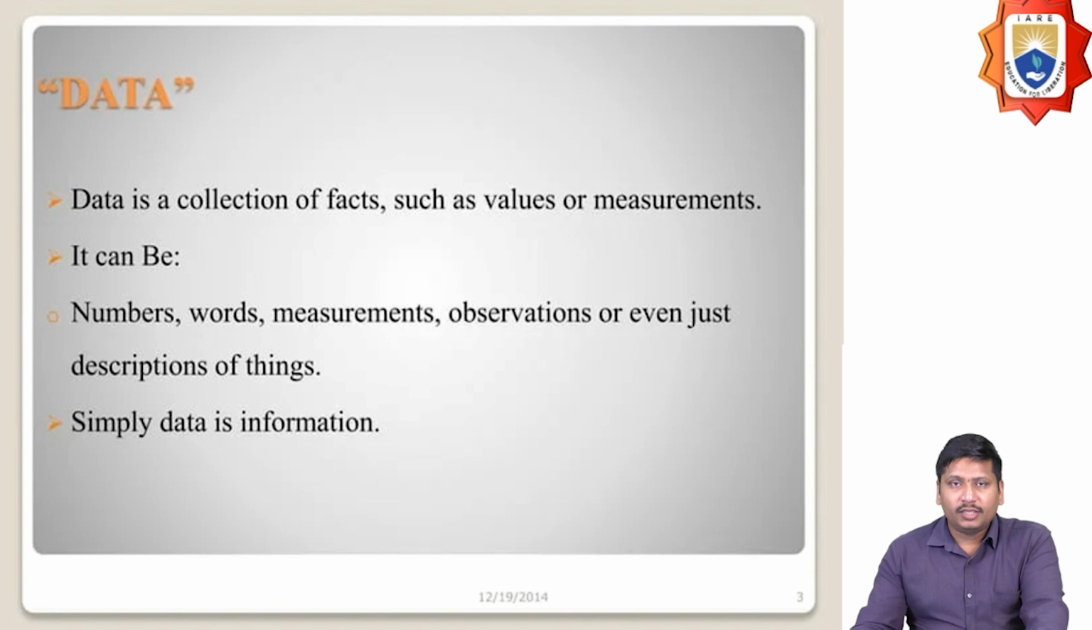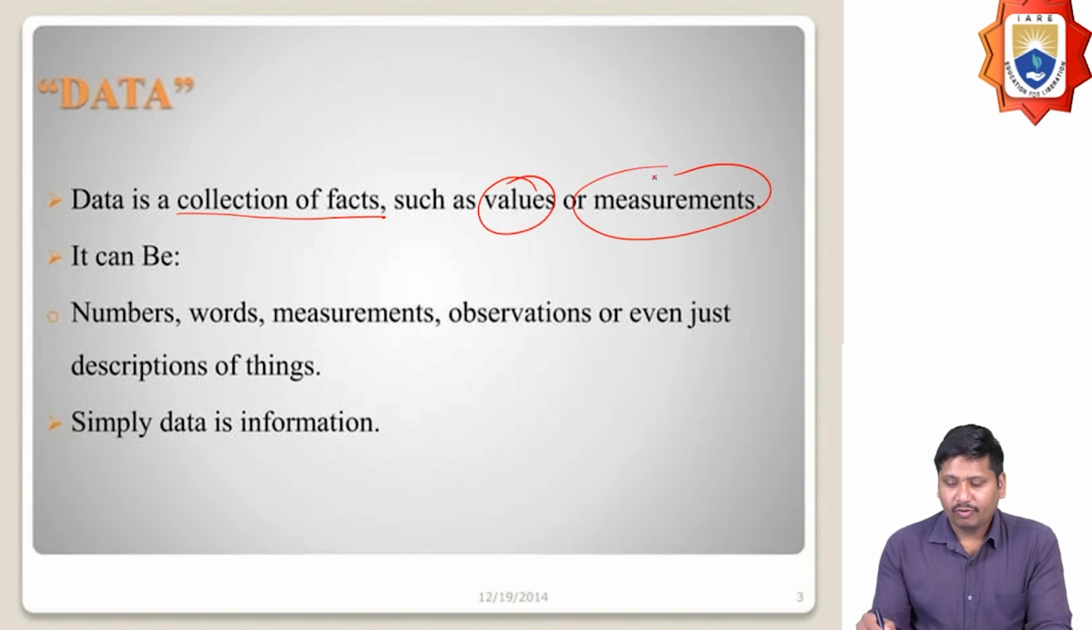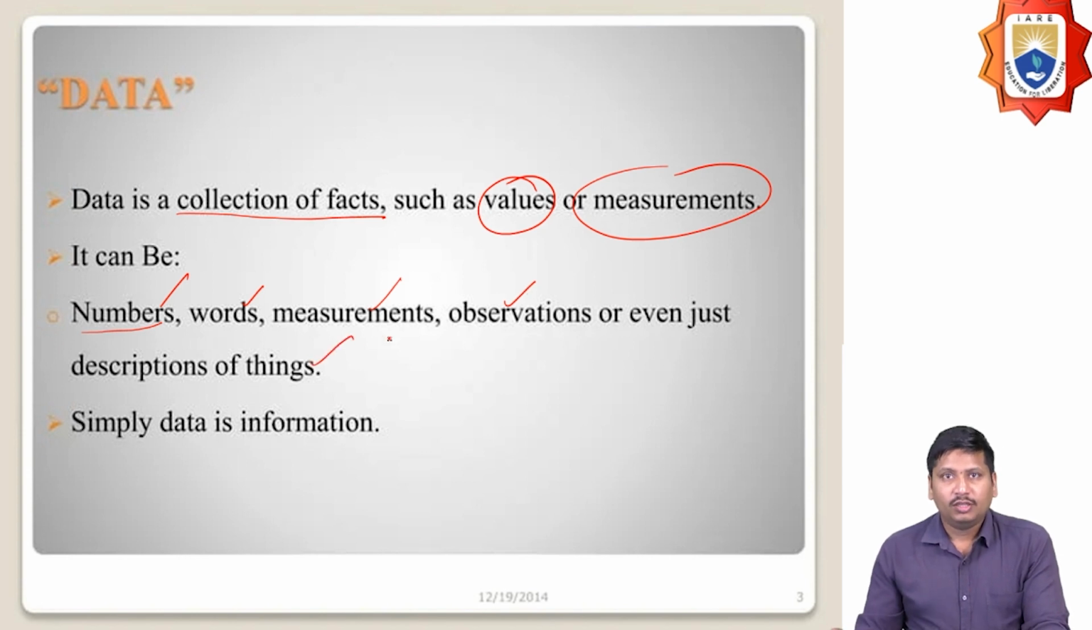So very first, the data. What is data? Data is nothing but a collection of facts such as values or measurements, and it can be in the form of numbers, words, measurements, observations, or even just descriptions of things. Simply, data is information here. This data can be expressed in the form of numbers, words, measurements, observations, and descriptions of things.